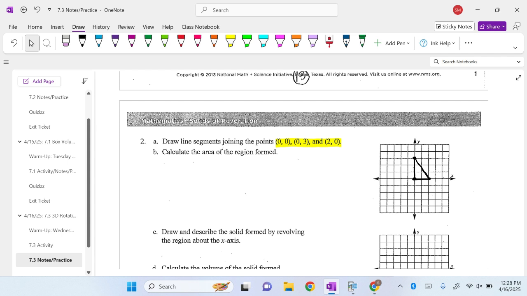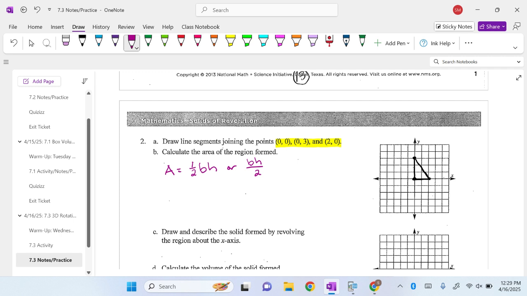Now, how do we calculate the area of a triangle? What's the formula? So what's the formula for the area of a triangle? So 1/2 base times height or base times height divided by 2. You can do either one. It's the exact same thing.